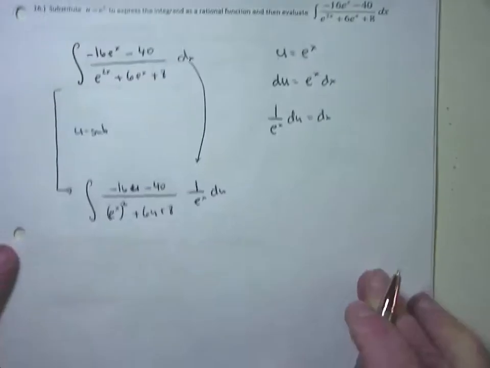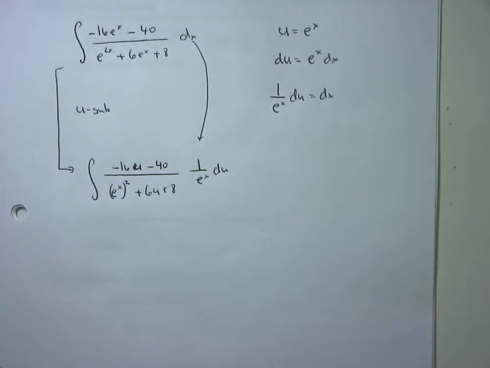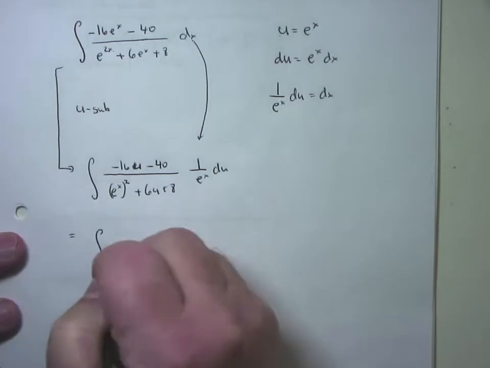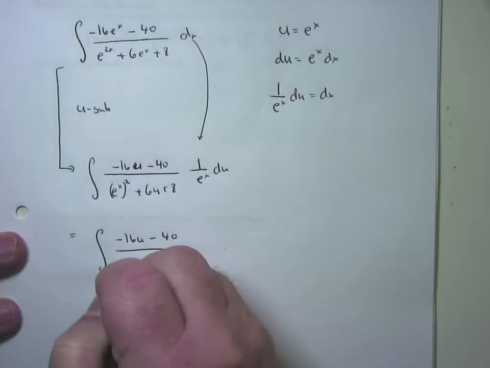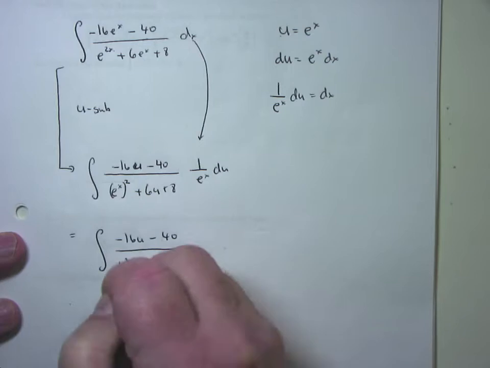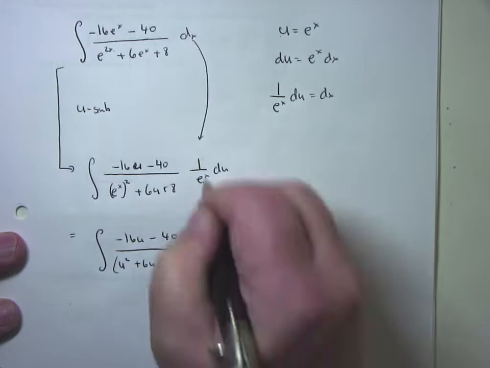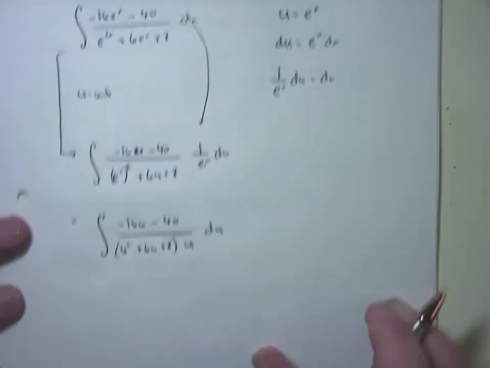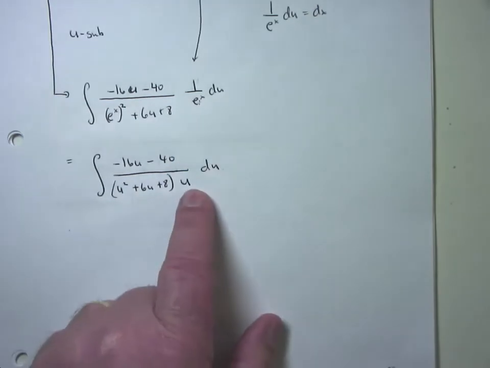Now, I'm not finished substituting it in. I just wanted to show you some parts here. Now finish putting in your u's. Every time I see an e to the x, I'm going to put a u into this problem. So this problem now turns into the integral of negative 16u minus 40 divided by u squared plus 6u plus 8, but that times 1 over e to the x, but e to the x is u, and it's going to be in the denominator. So I put a u down there from this guy, du. Does that make sense? That e to the x on the bottom turned into a u.